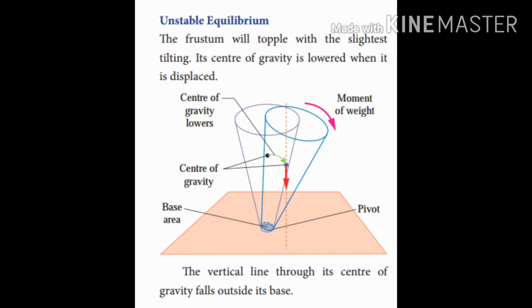Is it clear? For example, if you stand on your one leg, what happens? You cannot stand for long on one leg because you have less base area. So that is known as unstable equilibrium.